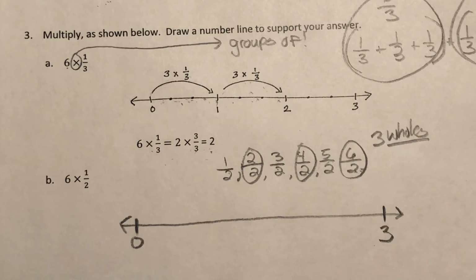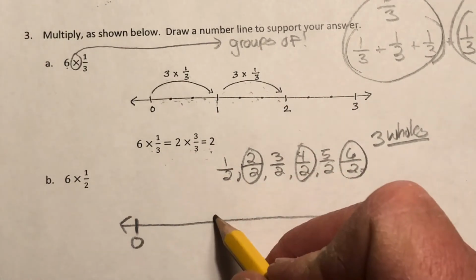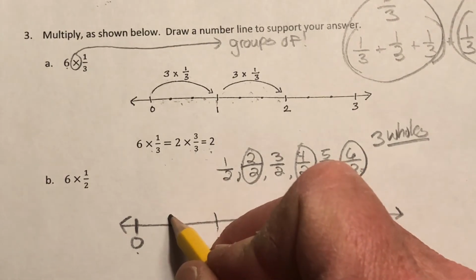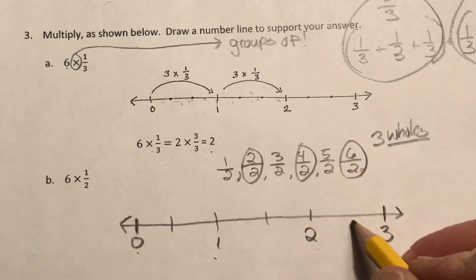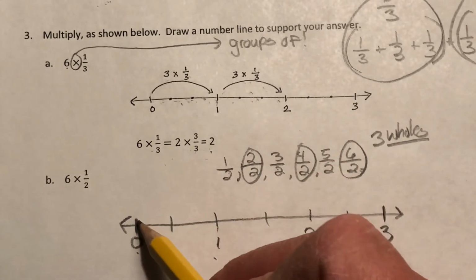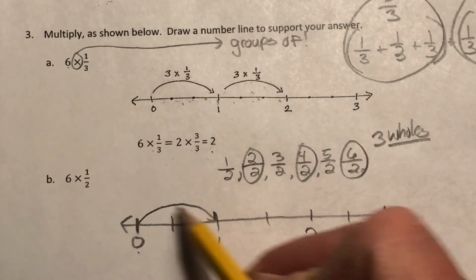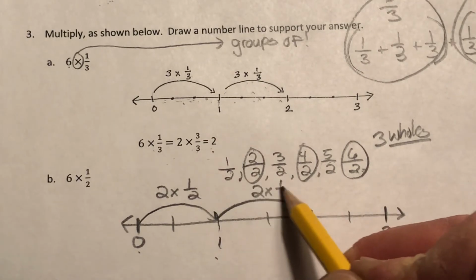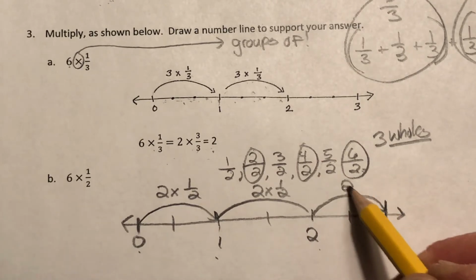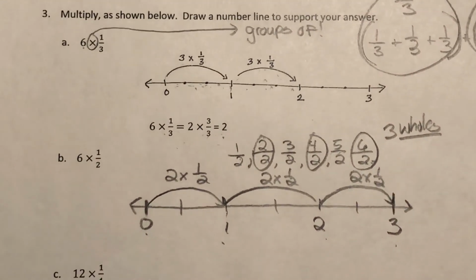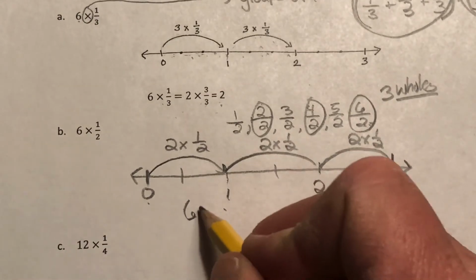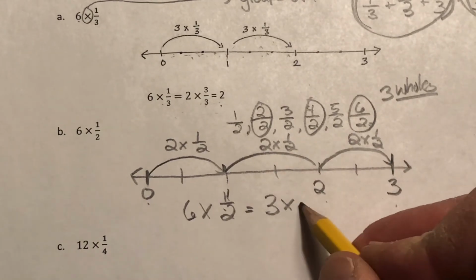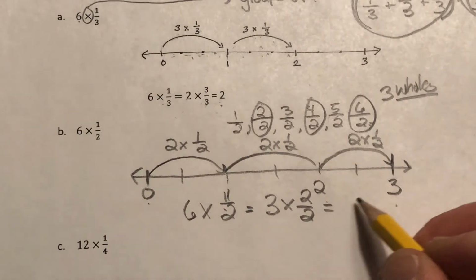Okay. So this is the way it looks. All right, let me get my 1 in there, and then get my 2 in there. There's my 0, 1, 2, 3. Get my halfway points in. All right, and here I've got 2 groups of 1 half, 2 groups of 1 half, and 2 groups of 1 half. Okay. So now what this shows is 6 times 1 half is equal to 3 groups of 2 halves, which equals 3.